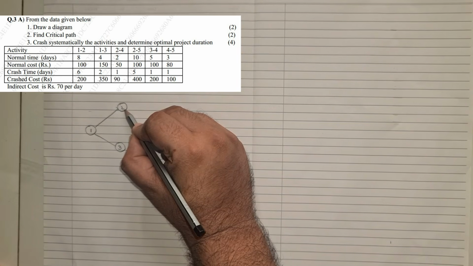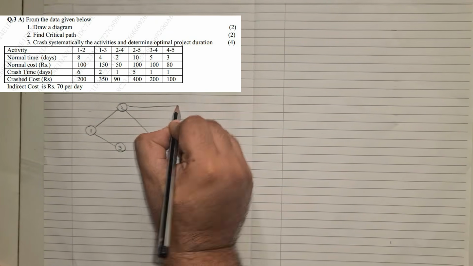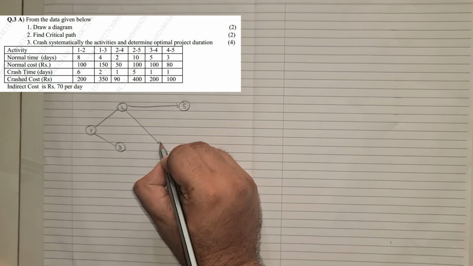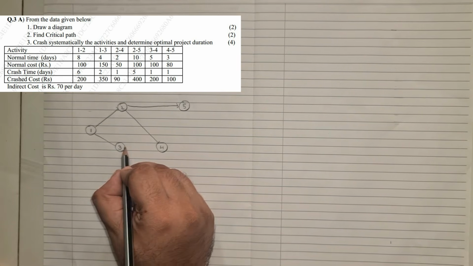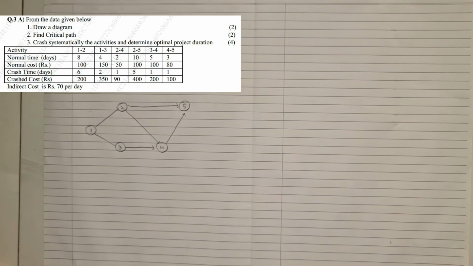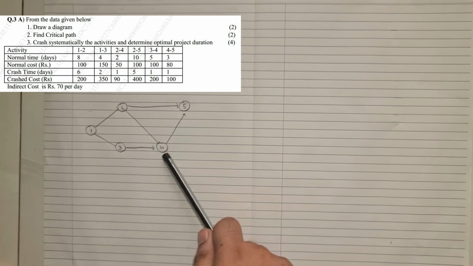Now 2 to 4 and 2 to 5 are given, so we make it here. From 2 we have 5 and from 2 we also have 4. Lastly, from 3 we even have 4, so we are connecting 3 with 4, and 4 is getting connected with 5. So our network diagram is done. We have 1 to 2, 1 to 3, 2 to 4, 2 to 5, 3 to 4 and 4 to 5. Now we'll put the normal time under that.